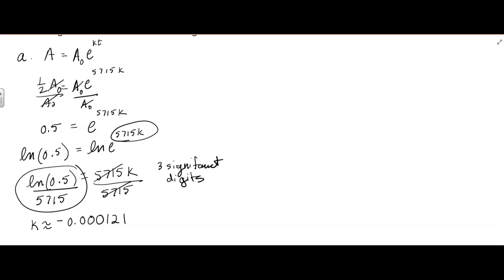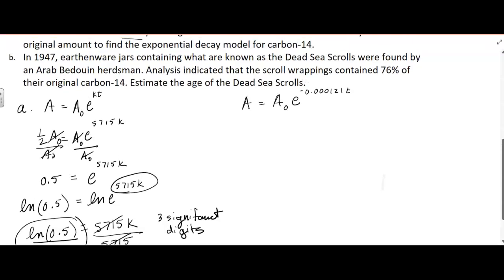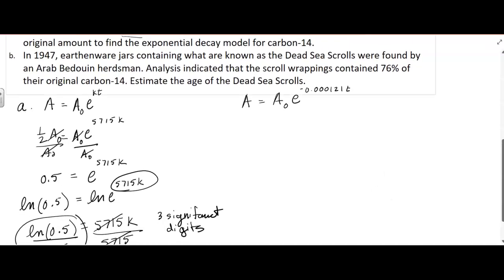And now I have a model. A equals A naught e to the negative 0.000121 t. And then we'll see what they're going to ask us. Okay, so part B.